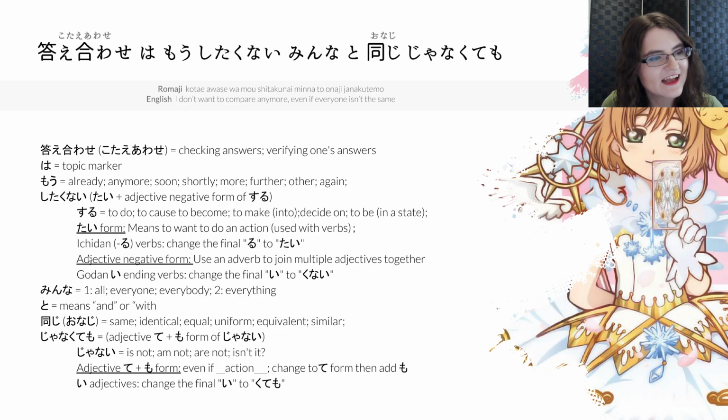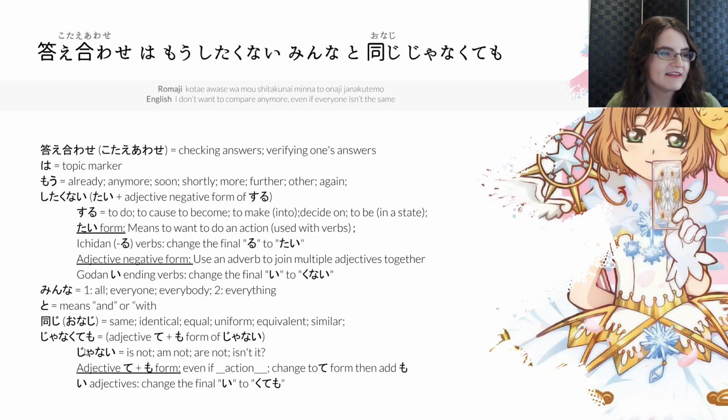I won't do that. And then minna is everyone, and to means and or with, and then onaji is like the same or identical or equal, and then this janakute mo is the te-mo form of janai, which means is not, and this te-mo is like even if, so even if they aren't the same. So, for this adjective form, that i changes to like kute for the te form, and then you add on mo for this te plus mo form. So, janai becomes janakute, becomes janakute mo.